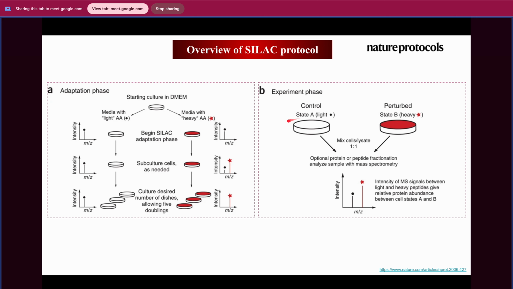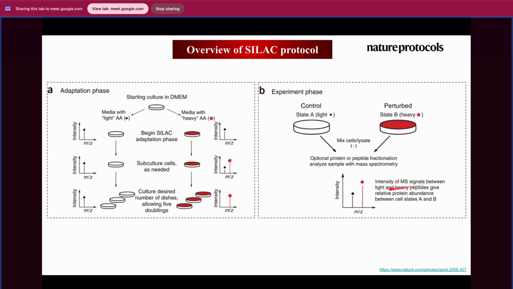Now in this stage, they have taken the control, which is state A, which has the light amino acid, and then the perturbed state B, which has the heavier isotope, and they are mixed in a 1:1 ratio. Then optional protein or peptide fractionation is done, along with other steps like desalting. Ultimately mass spectrometry is done, in which their mass to charge ratios are calculated, and in this way they are separated by some mass range.